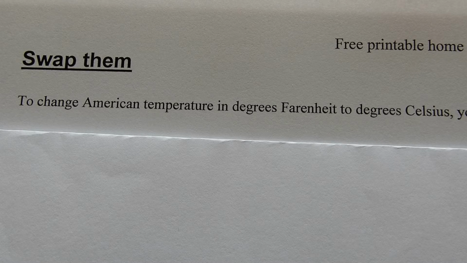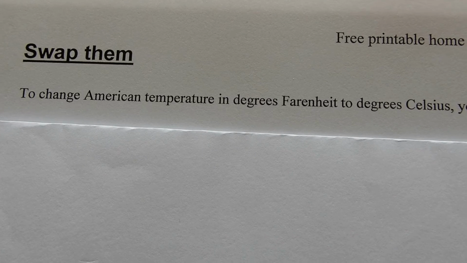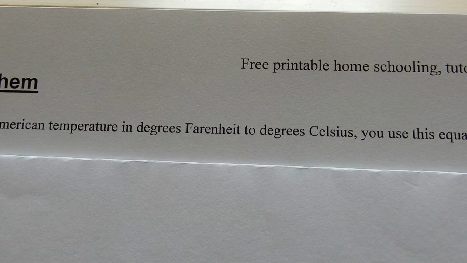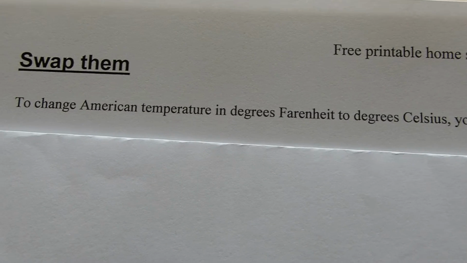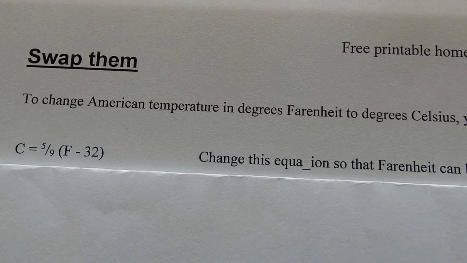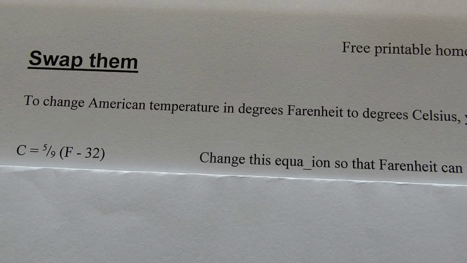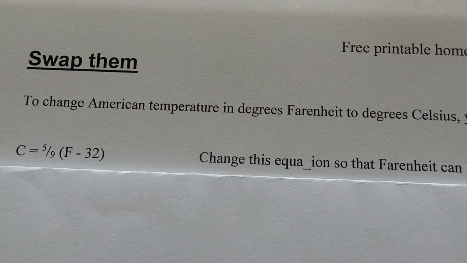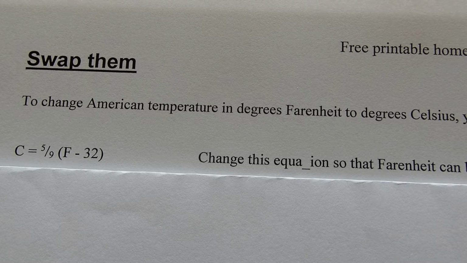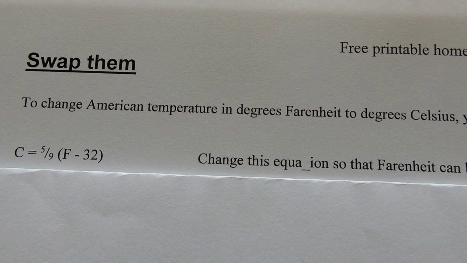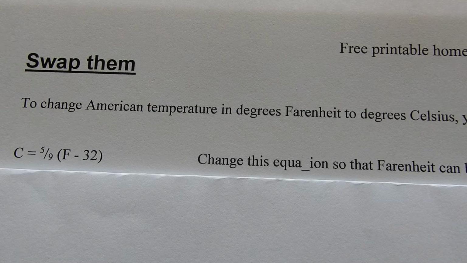Swapping equations around, changing the subject. To change American temperature in degrees Fahrenheit to degrees Celsius, you need to use this equation. C is the Celsius, also called centigrade. C equals 5 over 9, open brackets, F minus 32. So if you've got 32 Fahrenheit, you take away 32, then times it by 5 over 9.